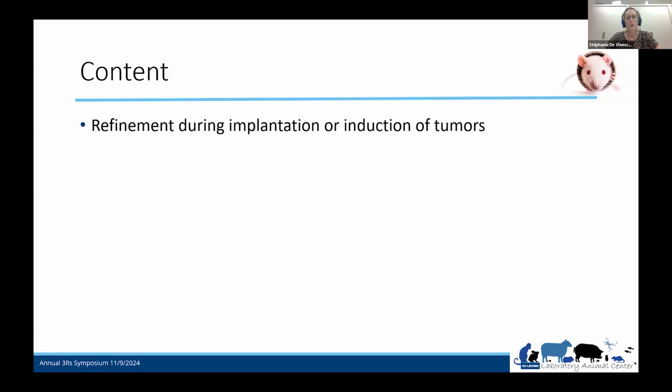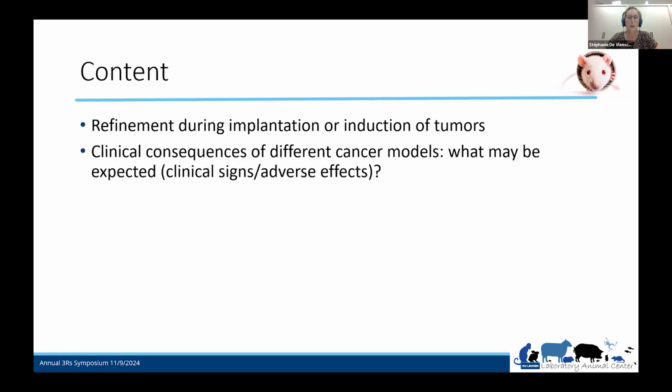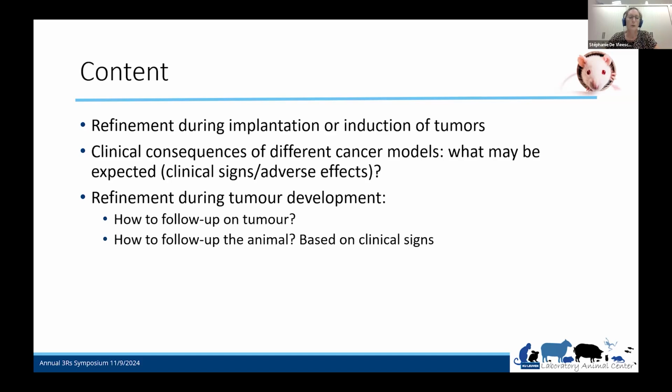So a first chapter is on refinement during implantation or induction of tumors. Then our focus was really on the clinical consequences of the different cancer models. What can you expect when you, for example, implant a liver tumor? Which are the clinical signs? Which are the adverse effects? And then, of course, there are refinement guidelines during tumor development. So how should you follow up your tumor, but how should you also follow up the animal? Of course, they're both linked, but we decided to make the distinction between the two just to make sure that we could put enough emphasis on both the tumor and the animal and its clinical signs. And then something about severity.